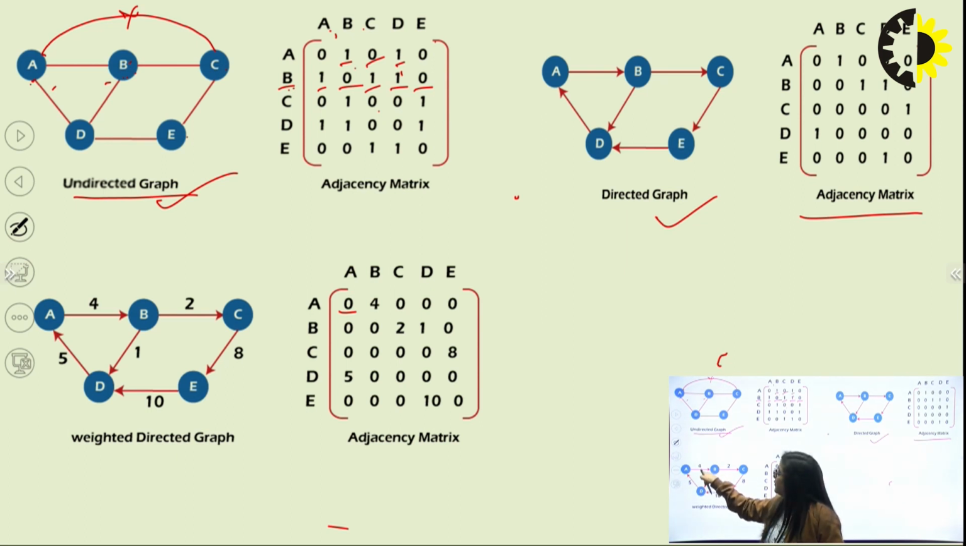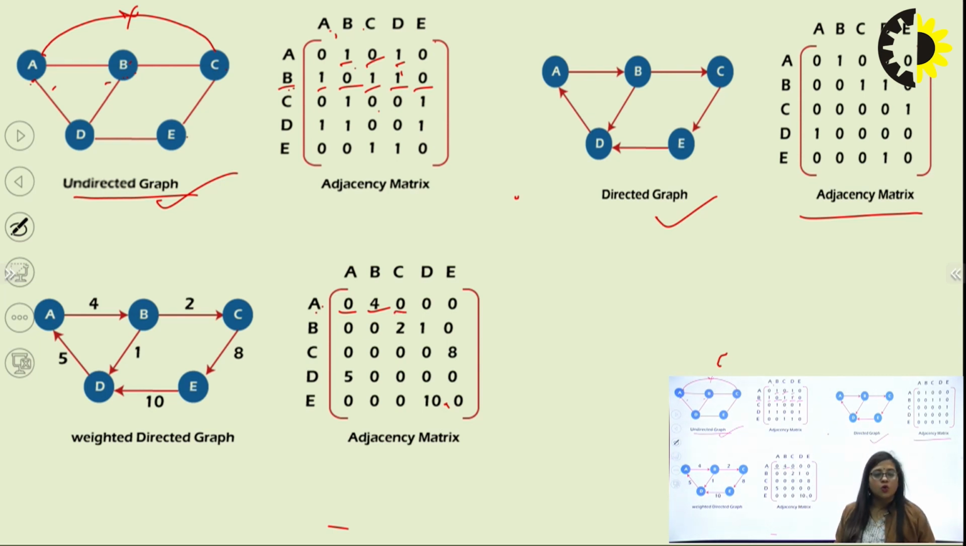And what is the weight of this edge? 4. So A to B has weight 4. Same for A to C. Can you move A to C directly? No. So the A to C weight is 0. So like this, this is the adjacency matrix representation of a weighted directed graph.